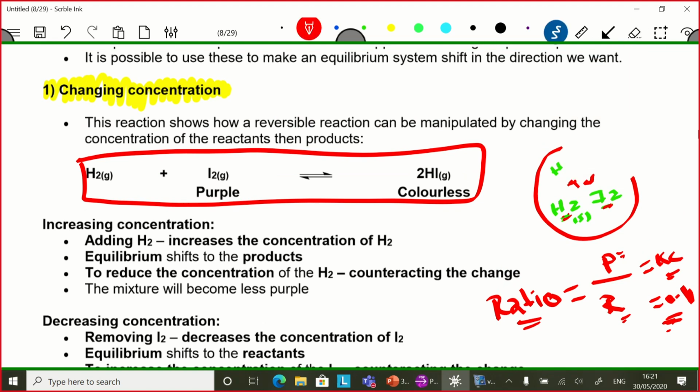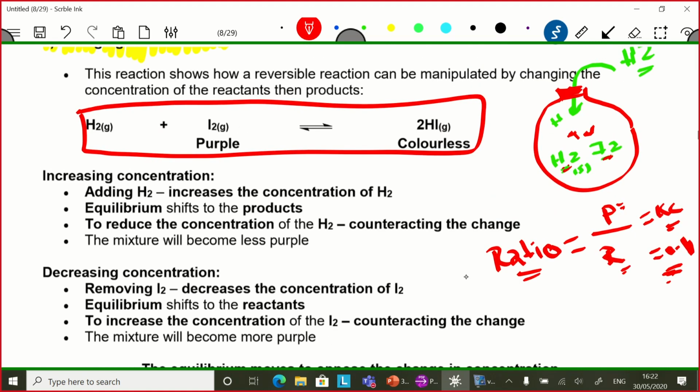What happens if I open my container like that, and I add more hydrogen, and then I close the system again? What's going to happen to this ratio? Is this ratio going to get bigger or lower, smaller or larger? Does anyone want to volunteer to tell me what's going to happen now to this ratio?